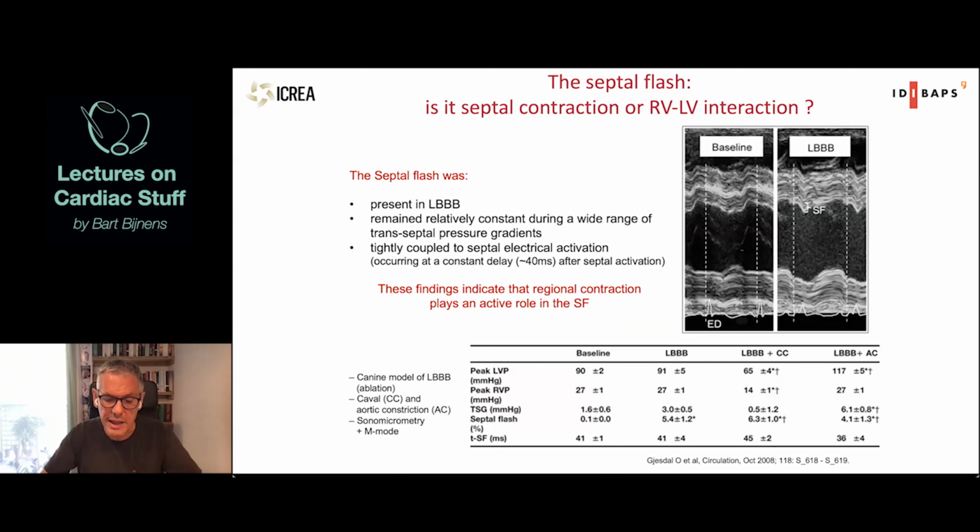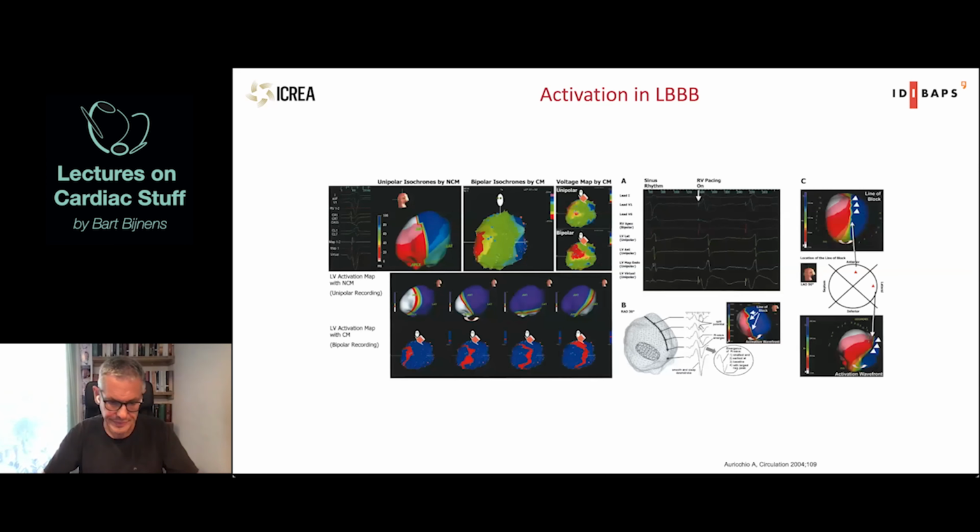Now, some people in the beginning have been saying that this very fast inward-outward motion might actually not be contraction of the septum, but an interaction between the right ventricle, which is normally activated, and the left ventricle, which is abnormally activated. But there have been some studies, and here is some data from the Oslo group, that have shown that this septal flash really is related to the contraction of the tissue and the contractility of the septum rather than the interaction of the left and the right.